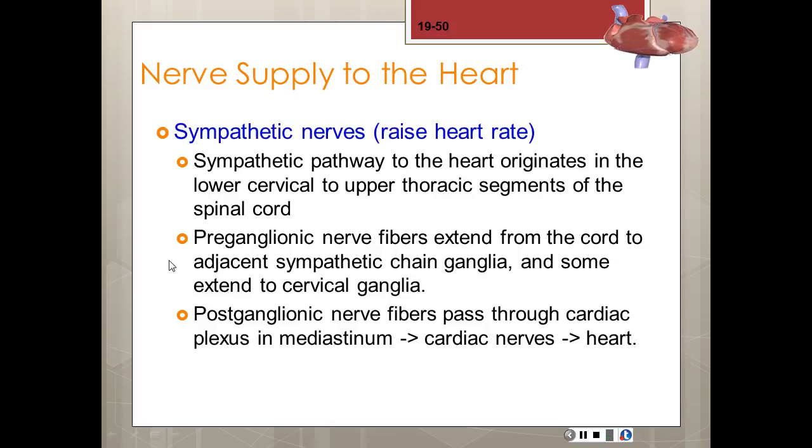The sympathetic pathway to the heart originates in the lower cervical to upper thoracic segments of the spinal cord. We have preganglionic nerve fibers. They extend from the cord to adjacent sympathetic chain ganglia, and some ascend to the cervical ganglia. Now, if we remember, we talked about preganglia and the ganglia. Now, the postganglionic nerve fibers pass through the cardiac plexus in the mediastinum and continue via cardiac nerves to the heart.